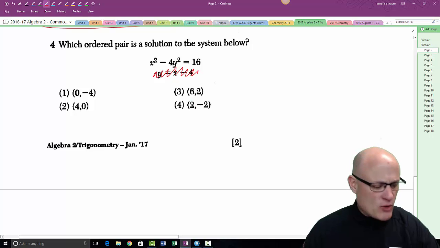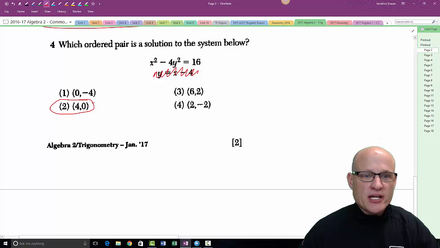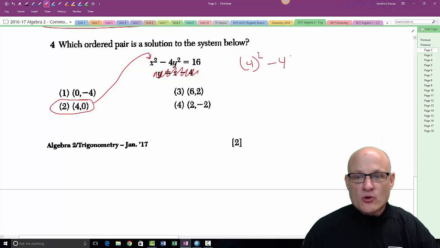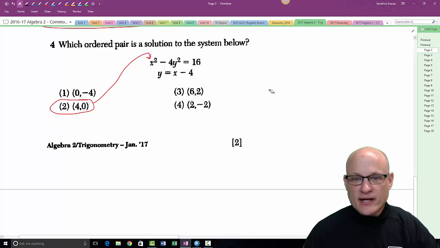Let me get right to the right answer. The answer is choice 2. If you plug in 4 for x, you get 4 squared minus 4 times 0 squared. Does that equal 16? Yes, it does. 16 equals 16. Now, that's a 16, by the way, not a 10.